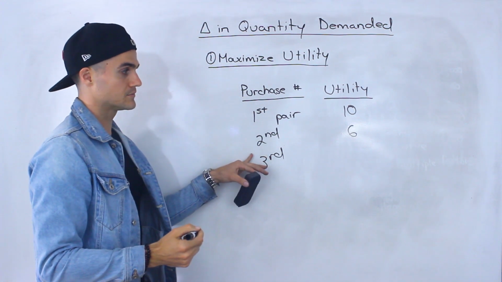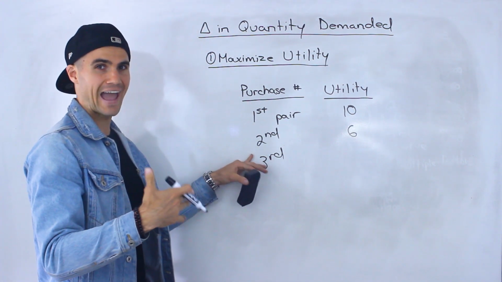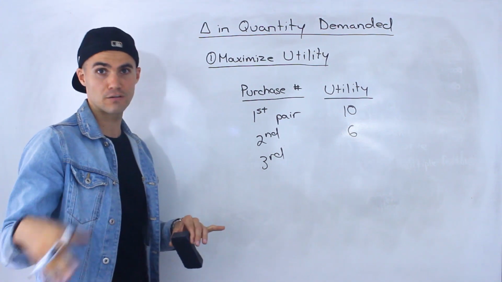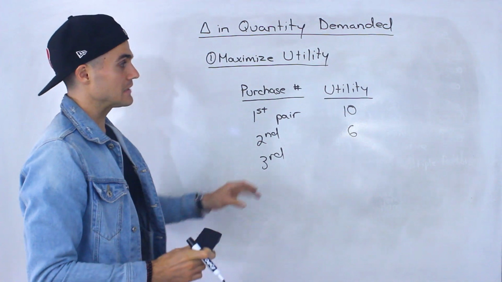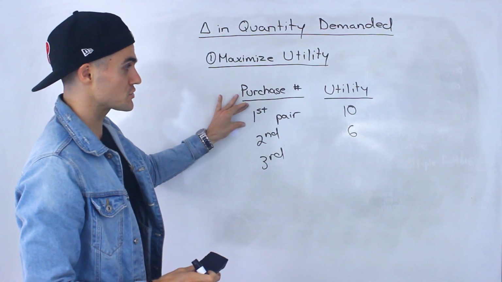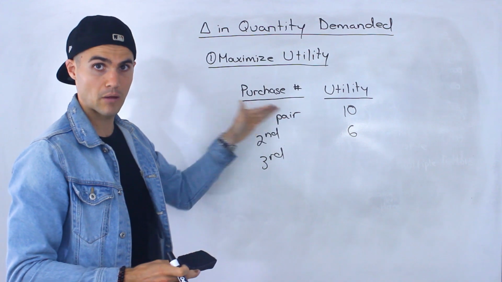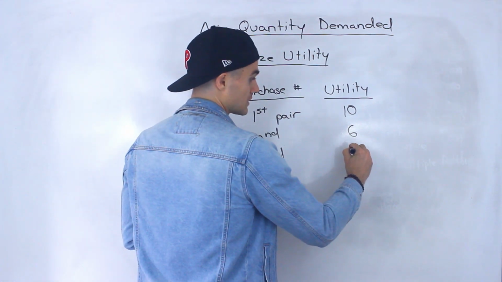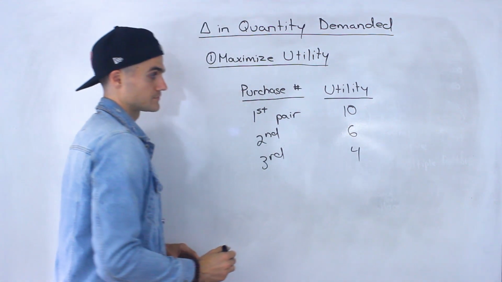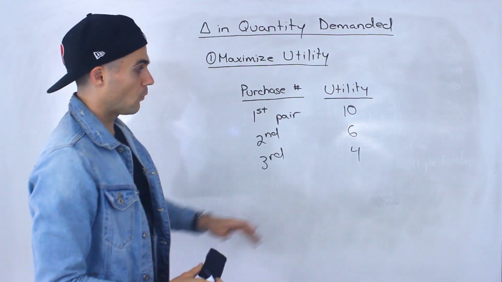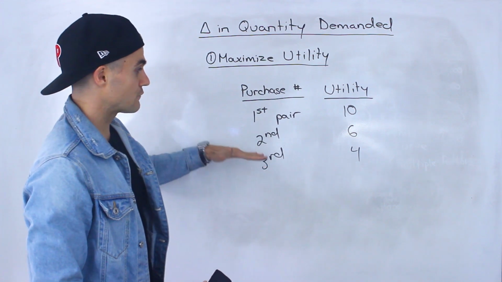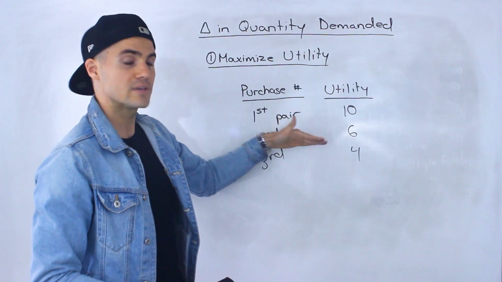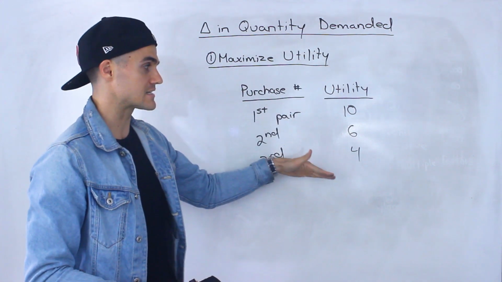Now a third pair, it's not as needed, right? They could serve as a backup as well. Maybe you're getting the third pair as a gift for somebody. So it's not going to be as high of a utility as the first pair. You're really excited about that first pair of shoes that you're going to wear. Maybe the third pair is going to have a utility of like 4. So what this shows us is that for each pair of shoes that you're buying, the utility that you get from that additional pair is decreasing.